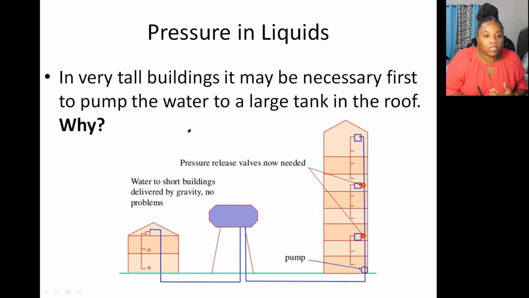In very tall buildings, it may be necessary for us to pump the water to a large tank on the roof, and that's simply because if you only depend on natural flow coming from a reservoir, that intensity will not be able to carry the water to the top of very tall buildings. At some point, it's going to level off and just stop. It's not enough to push that water up.